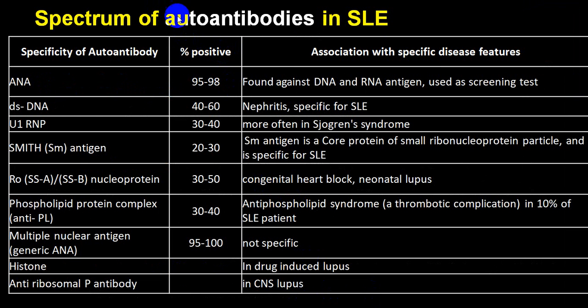Now, if you look at the antibodies, ANA, DNA, and anti-Smith antibody are the most common antibodies which are being done, and out of which ANA is positive in almost 95 to 98% of people, while DNA antibody is positive in only 40 to 60%, and anti-Smith antibody in 20 to 30%, and there are other antibodies which can be present.